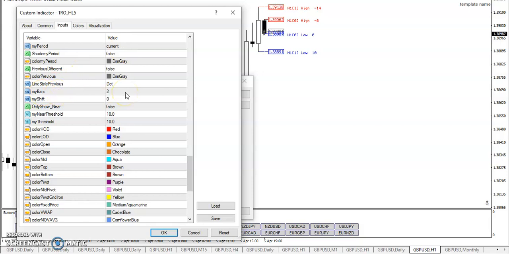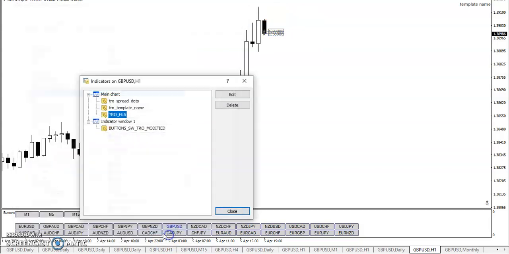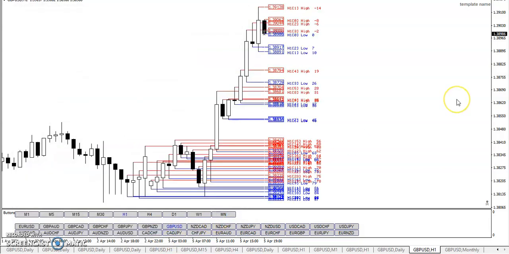Now, what I'm going to do is I'm going to change this to 24. Why? There's 24 hours in a day. And I'm going to show you what that looks like. So you see a bunch of highs and lows. Does that really help you? Well, maybe yes, maybe no.